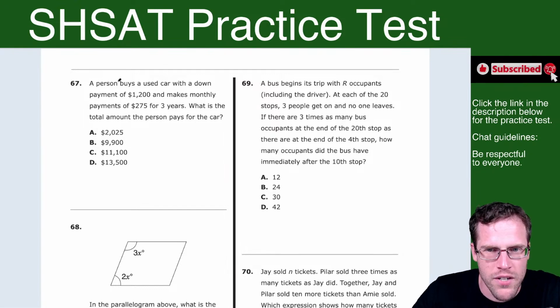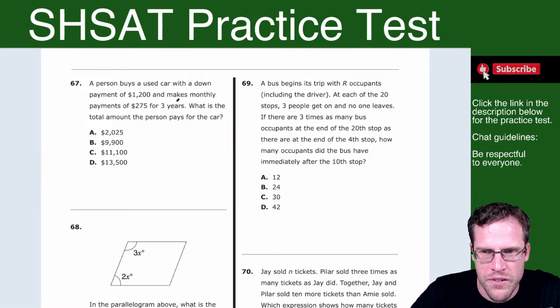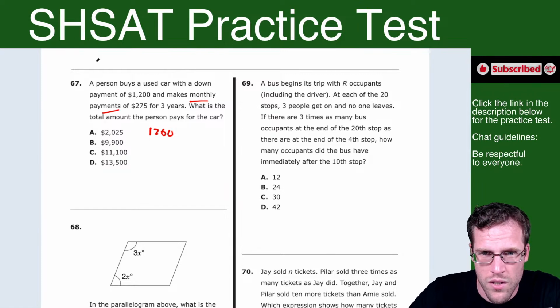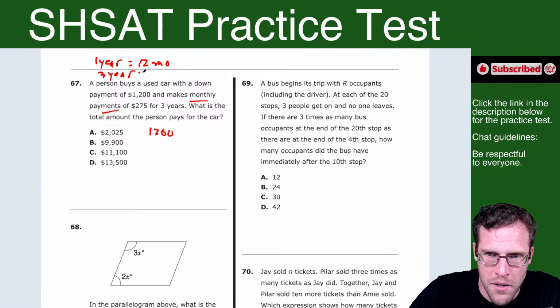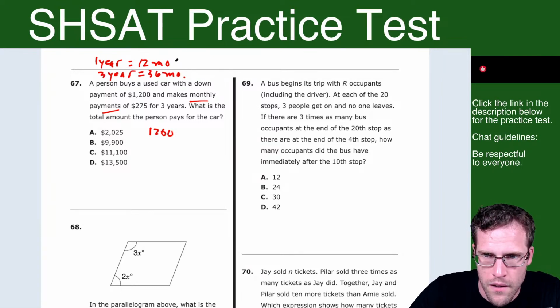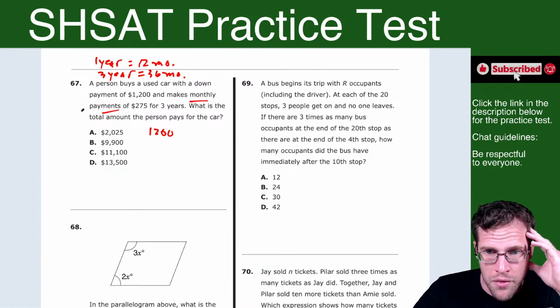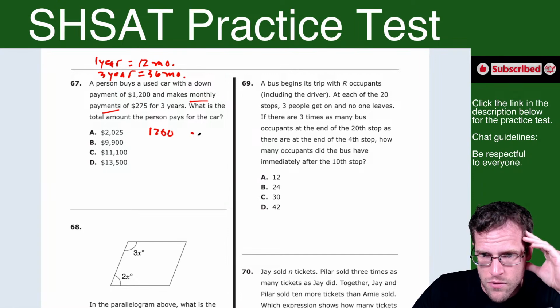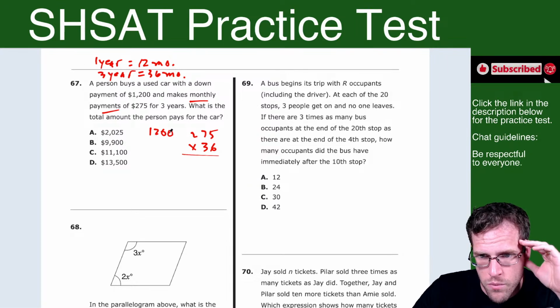So coming back here, a person buys a used car with a down payment of $1,200 and makes monthly payments of $275 for 3 years. Okay, so a person buys a used car, they put $1,200 down, and they made monthly payments of $275. So monthly, you've got to do this times 36. One year is 12 months. 3 years, if you multiply by 3, is 36 months. So if they're doing monthly payments of $275 for 3 years, that's $275 times 36. What is the total amount they paid? We're going to have to add the $1,200 when we're done.